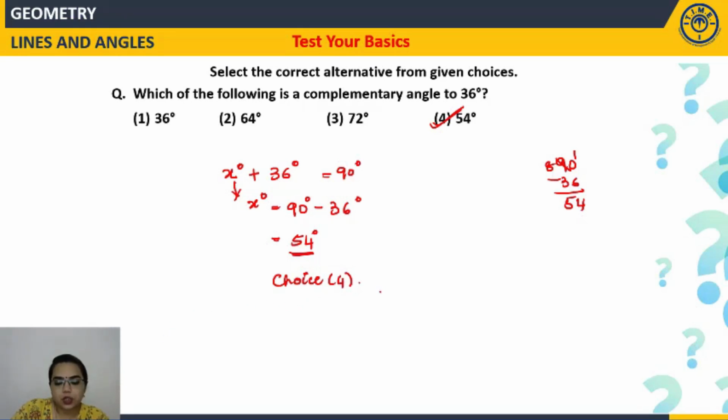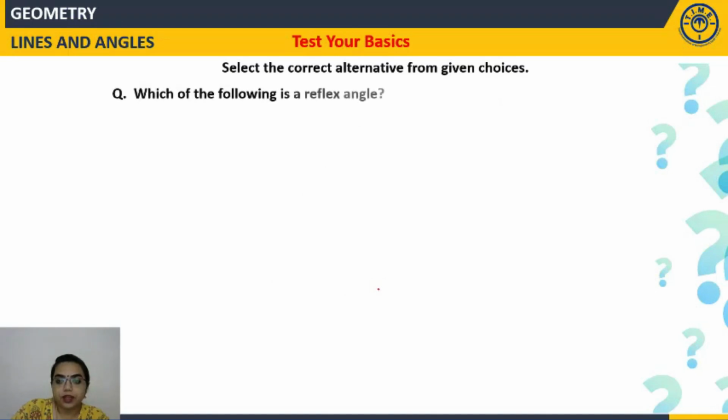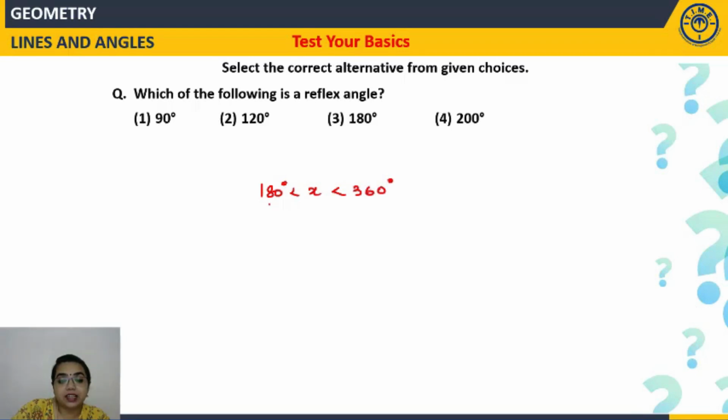Let's see the next question. Which of the following is a reflex angle? Come on now, tell me, what is the definition of a reflex angle? I hope you can recall that. If you want to check if an angle is a reflex angle, you have to check if it is lying in between 180 degrees and 360 degrees. So the measure of the angle must lie in between 180 degrees and 360 degrees. Now out of the given angles, tell me which of them is lying in between 180 and 360? Very good, it is 200 degrees.